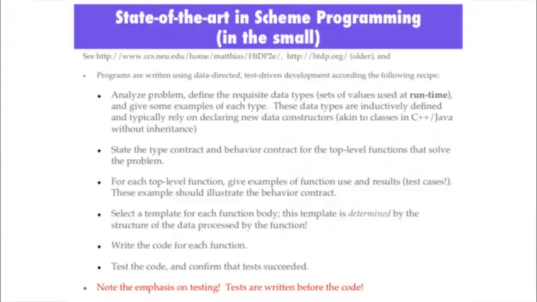The terminology in the book's a little confusing. It talks about the type declaration as the contract, and then what you would call a contract in design by contract is the purpose. But the key thing is you've got to get the types down. That's kind of a very coarse description of what the function does. And then you actually need to write what the input-output behavior for each function is. And then for each top-level function, you need to give examples of how it behaves, test cases.